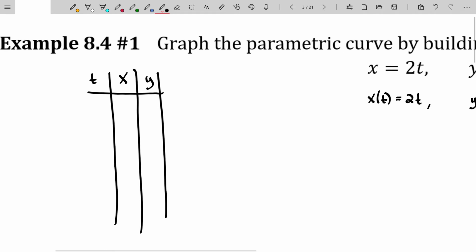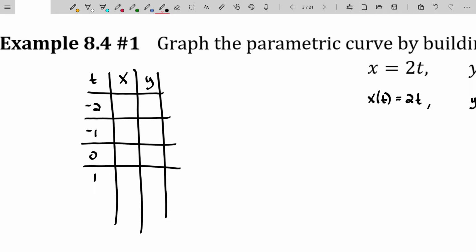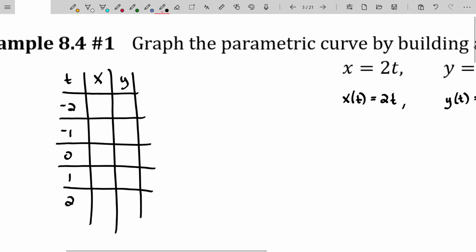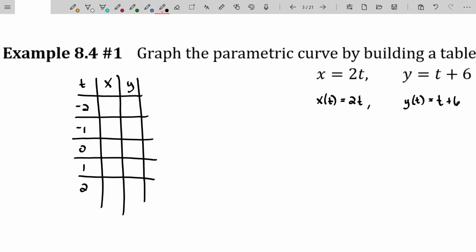But with parametrics, like I said, it's forgivable initially. So let's just do this. Time equals -2, -1, 0, 1, and then 2. We'll just stop right there. Let's go through the x values first, because that would be fast. So that'd be -4, -2, 0, 2, and 4. And the y values, again, this would be 4, 5, 6, 7, and 8. It's just plugging into the functions for x and y that you see on the right side of your screen.